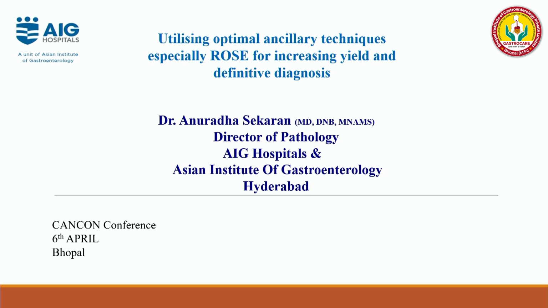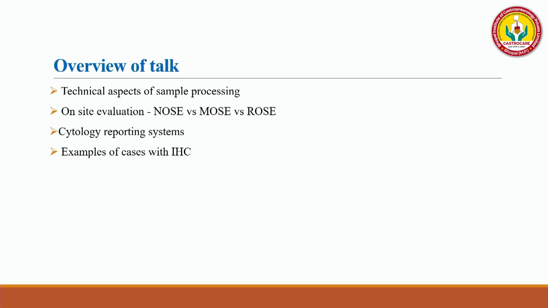I've been asked to talk about ROSE and ancillary techniques and a little bit about IHC. As I was just discussing, I know that most of the major centers have shifted to FNB, but still there are some centers which do not do FNB, and so how to get the maximum yield of the precious material is the question, because after doing an exhaustive procedure, you don't want to get a report which is inadequate.